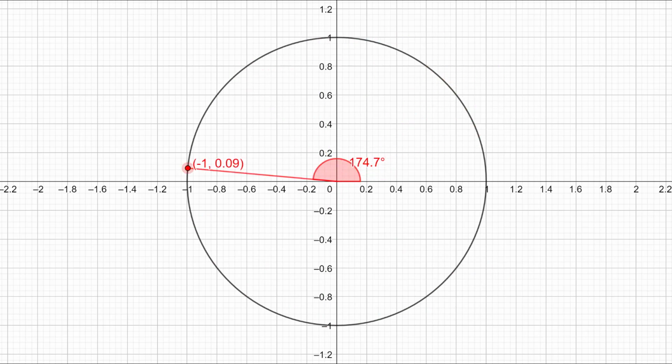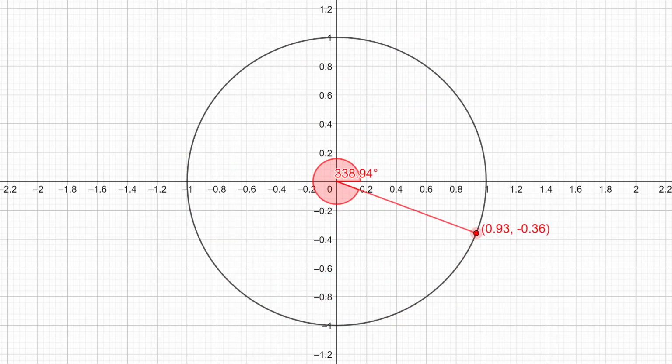Sine and cos in the unit circle. As we change the angle, the value of sine and cos is changing. It corresponds to the coordinates of the point on the circumference of the unit circle, the x coordinate being cos of the angle and the y coordinate being sine of the angle.